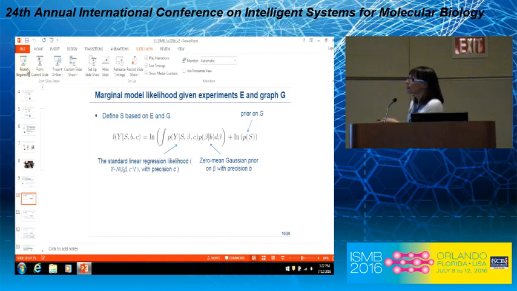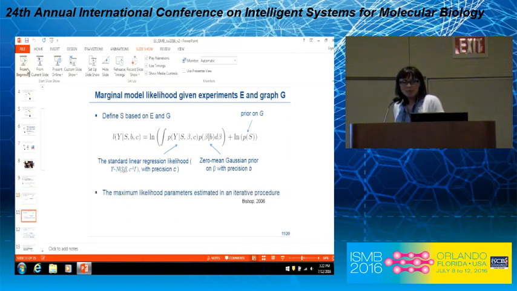And here we assume a prior on the beta parameters. It's a zero mean Gaussian prior with precision b. And here we integrate the betas out. And then we also have an additional term which allows you to set priors also on the structures of the graphs. All of this is actually the standard procedure that was developed for the Bayesian linear regression.